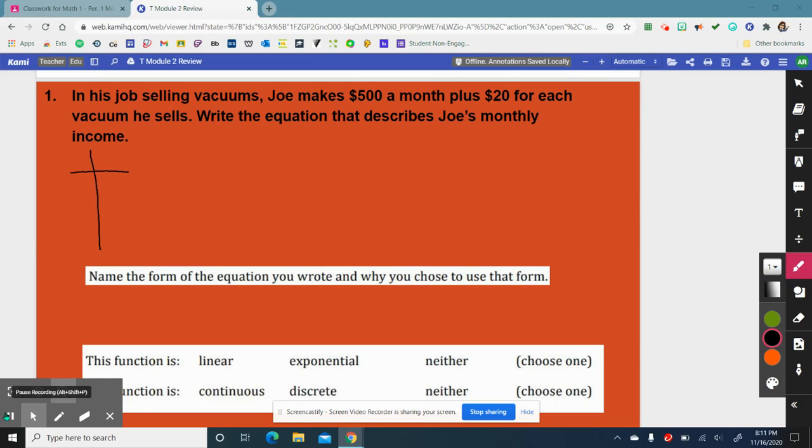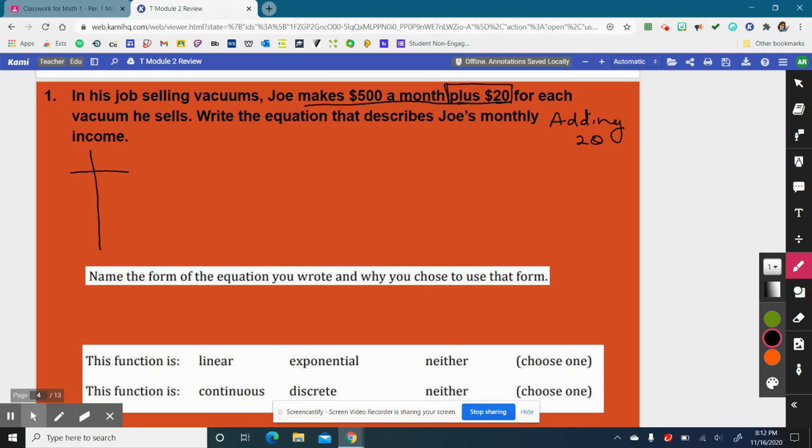All right, so in his job selling vacuums, for example 1, Joe makes $500 a month plus $20 for each vacuum he sells. Write an equation that describes Joe's monthly income. Well, we know that if this says plus 20, he is going to be adding $20 every month, and if he's adding, that makes it a linear equation.